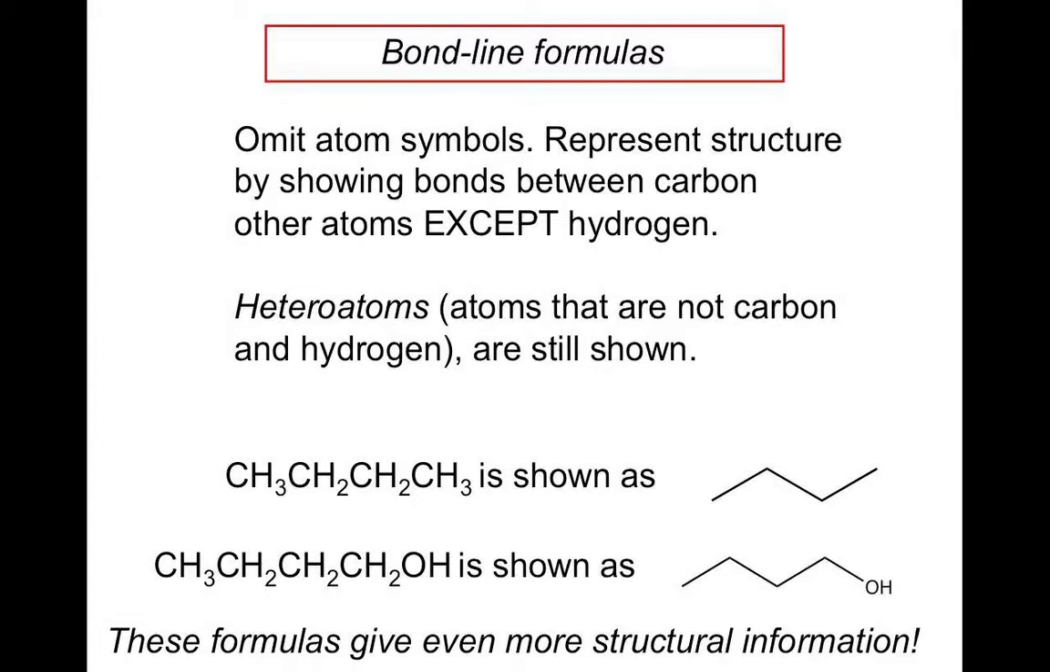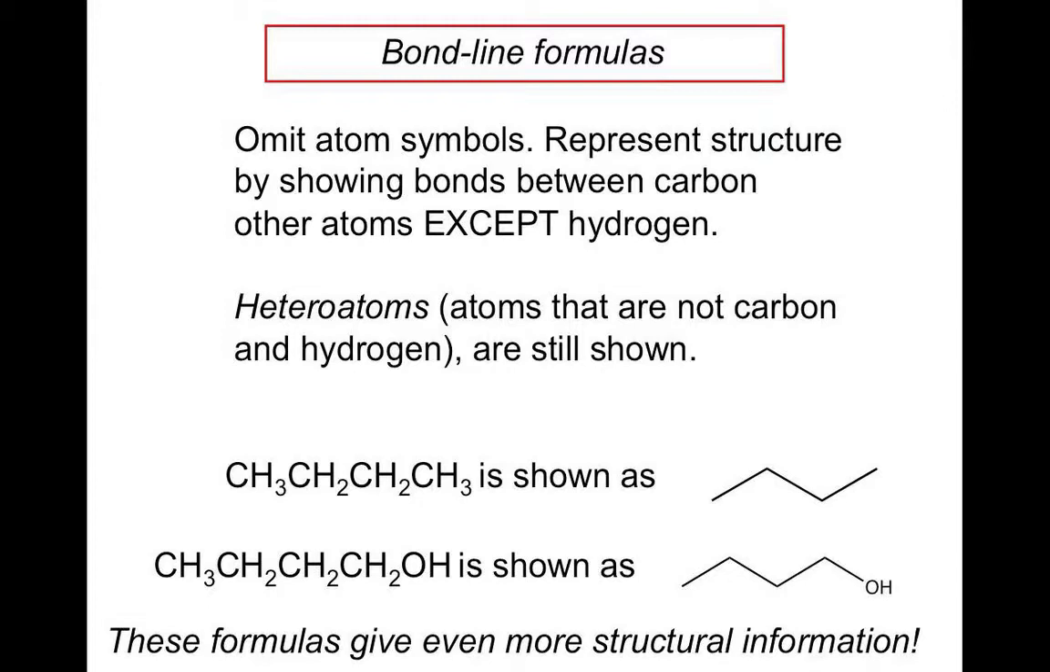In bond line diagrams, carbon atoms are implied at the end of lines that have no heteroatom and at every bend or kink in the backbone. Hydrogen atoms are not drawn but are implied consistent with the octet rule. For example, note down here in these formulas we get even more structural information, as the overall shape of the molecule is implied by the zigzagging backbone of the molecule.